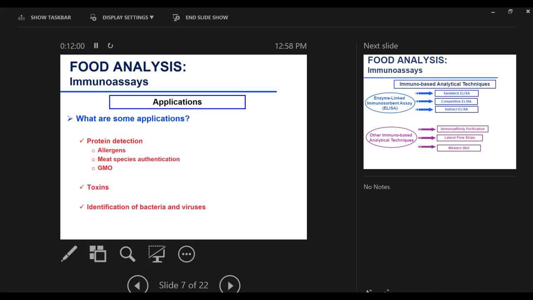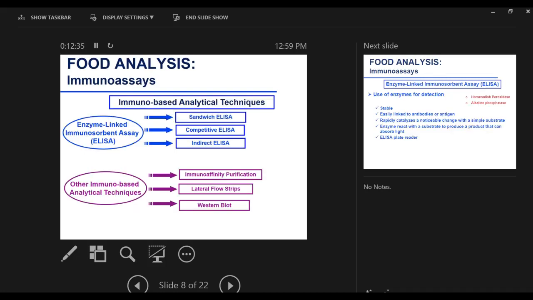So you can actually extract the proteins from the meat patty and run an immunoassay to determine the authenticity. Do you have beef? Do you have pork? Do you have horse? What do you have in there? Genetically modified organisms can also be detected by immunoassays. Toxins, there are many of them. And then also identification of bacteria and viruses. So a lot of applications for immunoassays.